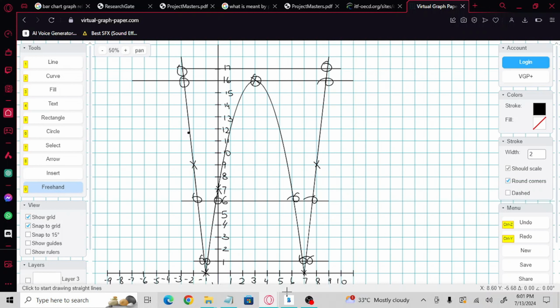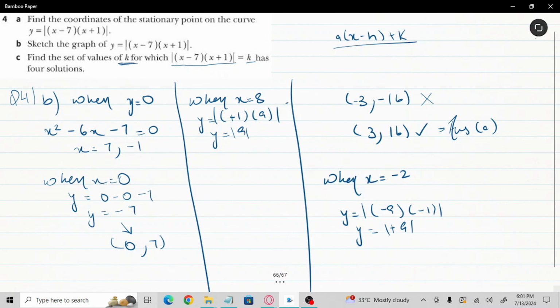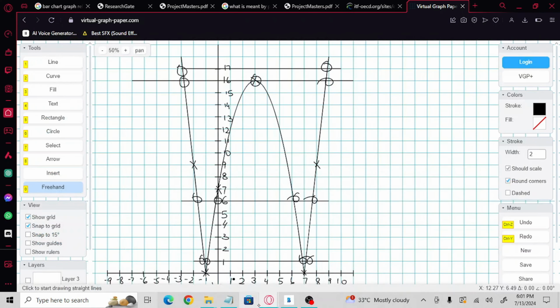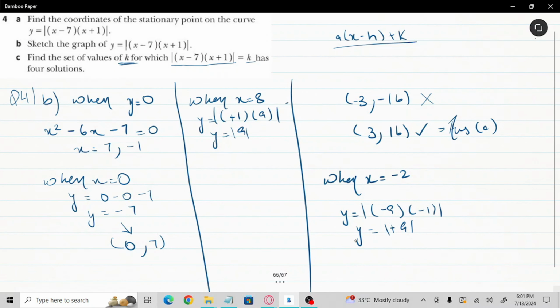So we can say that whenever the y value is greater than 0 but lesser than the maximum point, we are going to get 4 solutions for k. So our answer would be, what is the y value of the maximum point we have? It's 16. So for part C, k is greater than 0 but lesser than or equal to 16. And that's our answer. Wait a second, let me just check if I am correct. However, I think this is the correct answer.